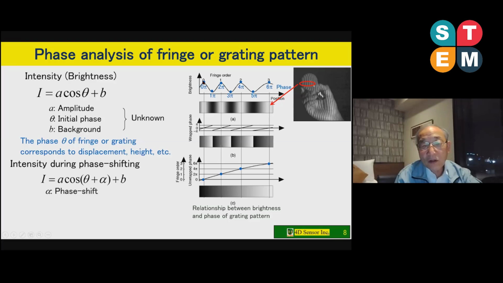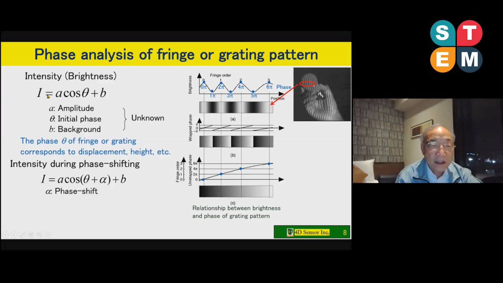So at the first white position, the phase is 0. The next white peak has phase 2 pi, then 4 pi, and 6 pi. So by analyzing the phase distribution of this graph, we can calculate a very accurate shape.